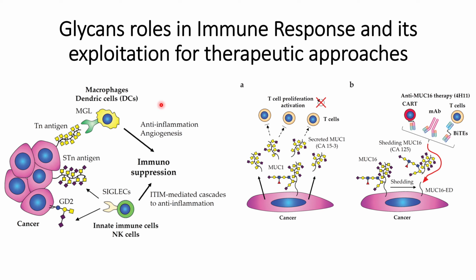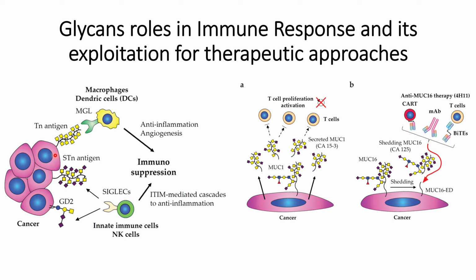In this video, the figure on the left hand side describes how the aberrant glycosylations that are expressed on the cancerous cells help in immune suppression or immune evasion, whereas the figure on the right hand side will discuss how these glycan roles can be exploited for therapeutic approaches. So we will start with the figure on the left hand side, where the aberrant glycosylation has been shown on the cancerous cells.